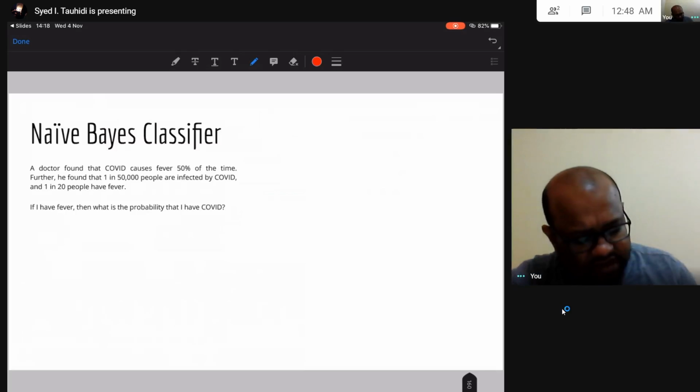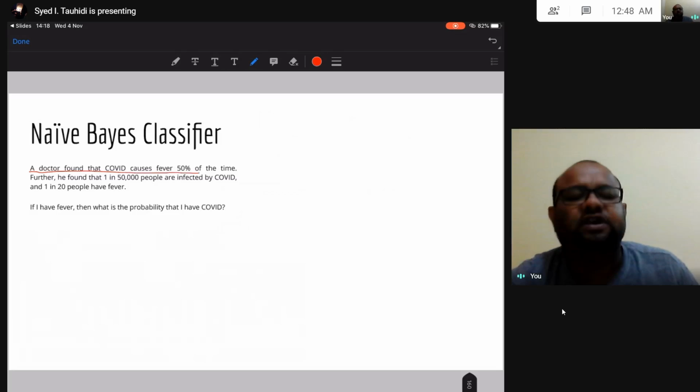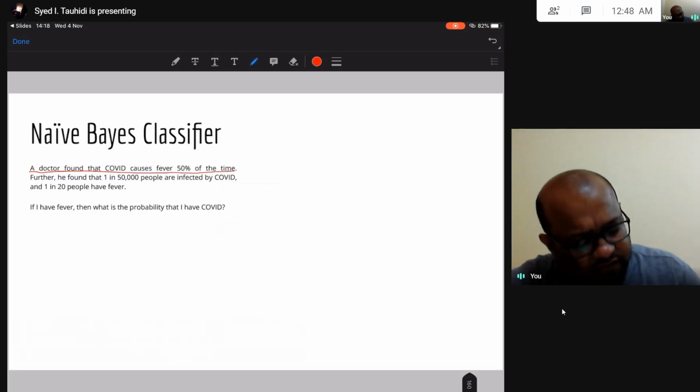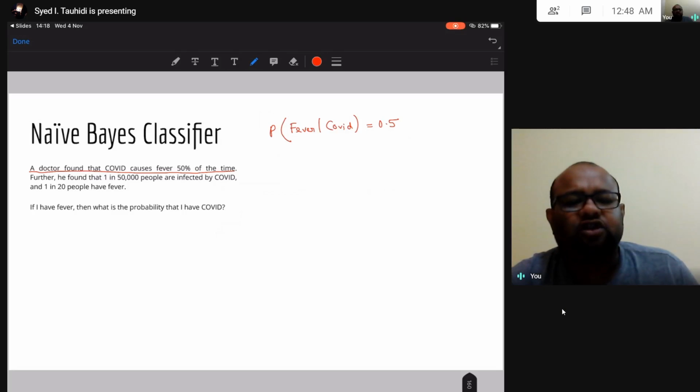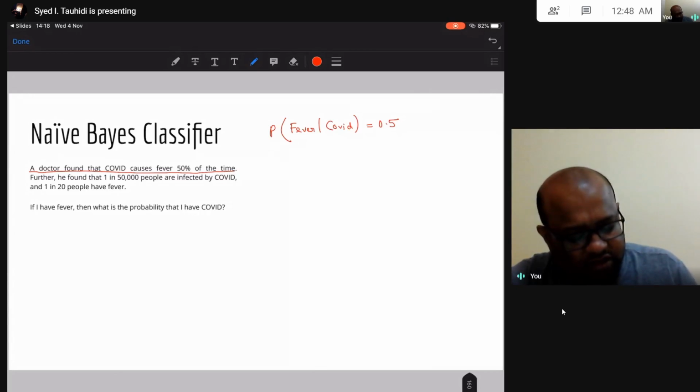Okay, simple problem. A doctor has found that COVID causes fever 50% of the time. Okay, so probability of fever given that the person has COVID is equal to 0.5. All right. These are not real data. Okay, these are synthetic data. These are just random numbers that I put over here. So don't take this as medical advice. If you have fever, go to a doctor, get tested. Okay. So a doctor found that COVID causes fever 50% of the time.